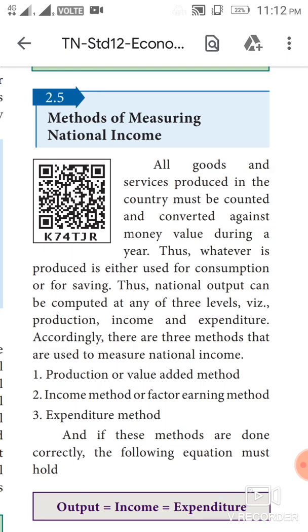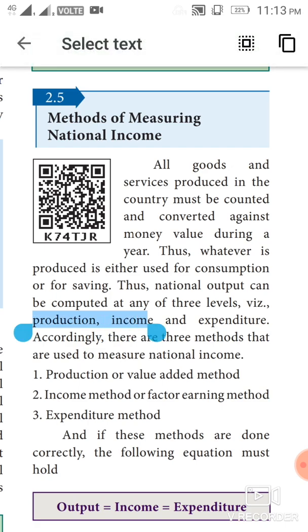Mark it. All goods and services produced in the country must be counted and converted against money value during a year. Thus, whatever is produced is either used for consumption or for saving. Thus, national output can be computed at any of three levels, viz. production, income, and expenditure. Accordingly, there are three methods that are used to measure national income.